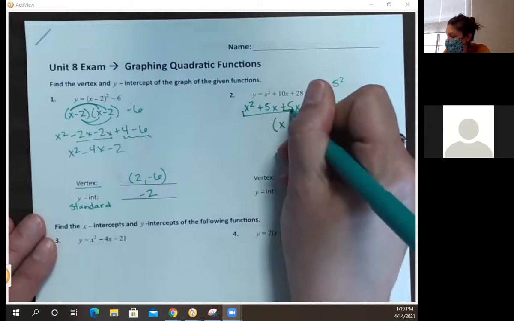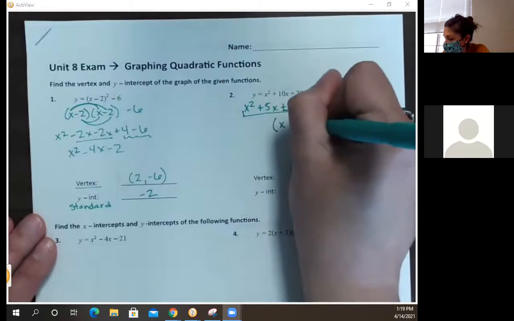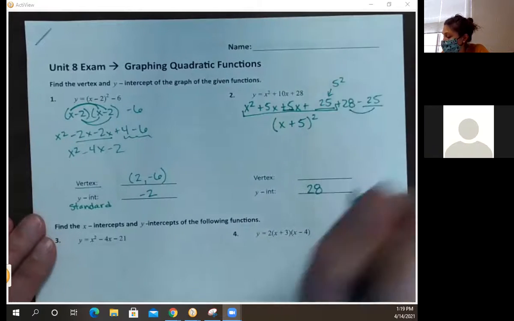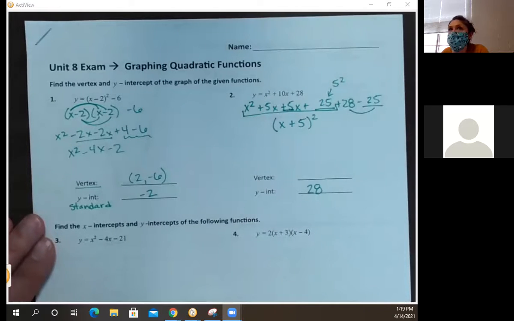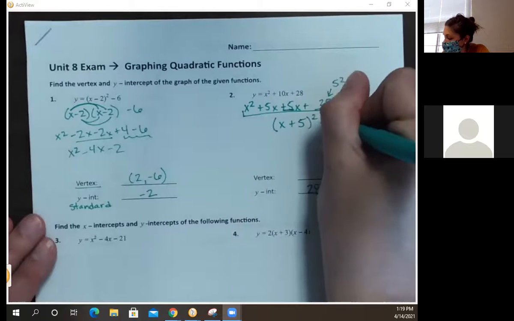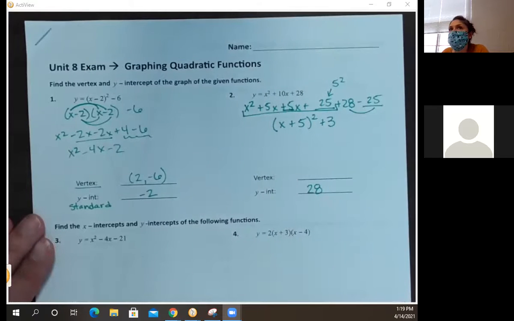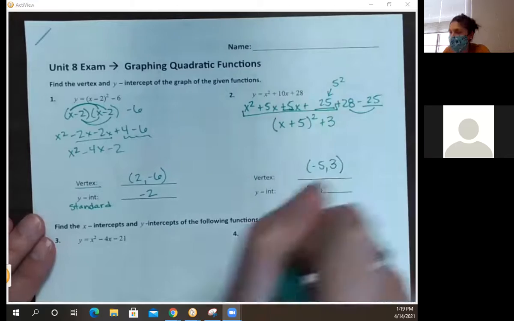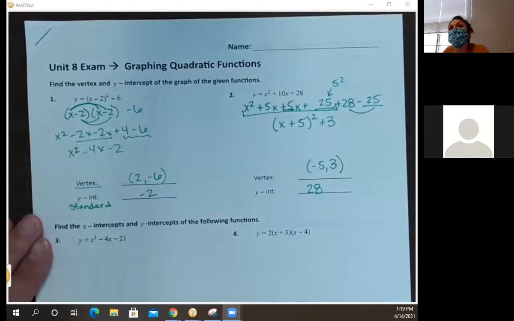And it's always going to be that cut in half number that goes in here. So since it's +5, it would be x plus 5. For the y part of the vertex, we're going to combine those like terms at the end. So 28 minus 25 gives us 3. Here's our vertex form. What's our vertex? -5, 3. Questions for me on number 2?